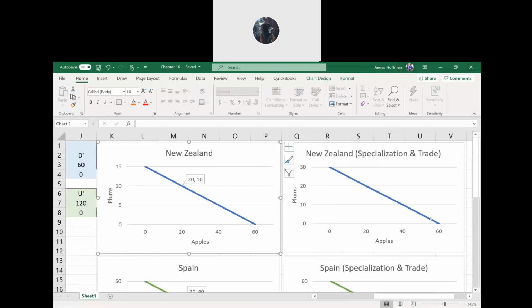So any point in this curve, right? It basically starts at 60 and it goes up like this. See that? So any point except for just producing 60 apples. So any trade they make, they're better off, right?